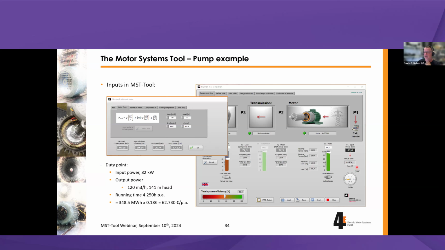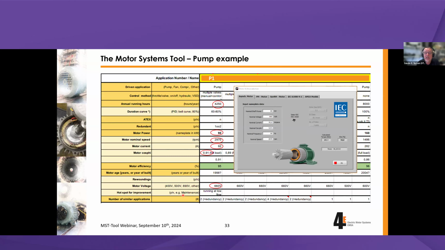And finally, you can see the annual cost here is 62,730. This number comes from 4,250 hours per annum, which summarizes to 348.5 megawatt hours at 0.18 euros, and that gives the 62,000. The number of hours came from the plant manager, hours per year.